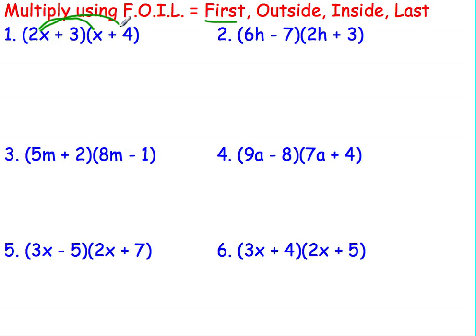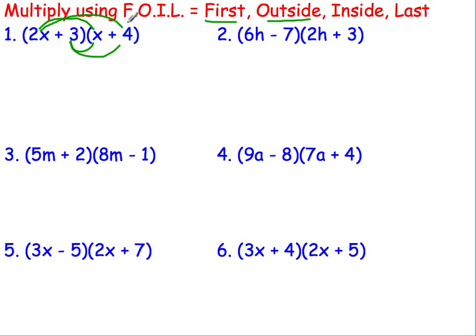We'll say 2x times 4, which are basically the outside terms. The outside, like the far side over here, and the far right side over here. The inside terms, that'd be 3 times x, and then the last terms, which would be 3 times 4. They're both the last terms of the parentheses.